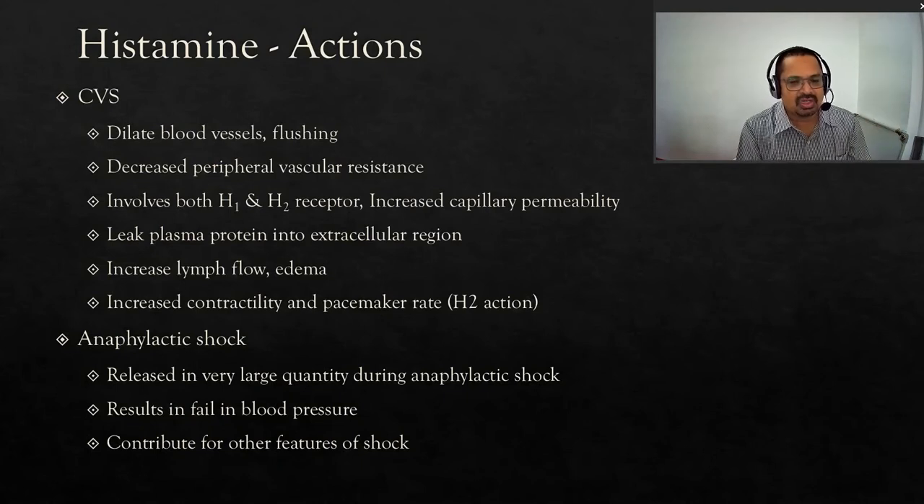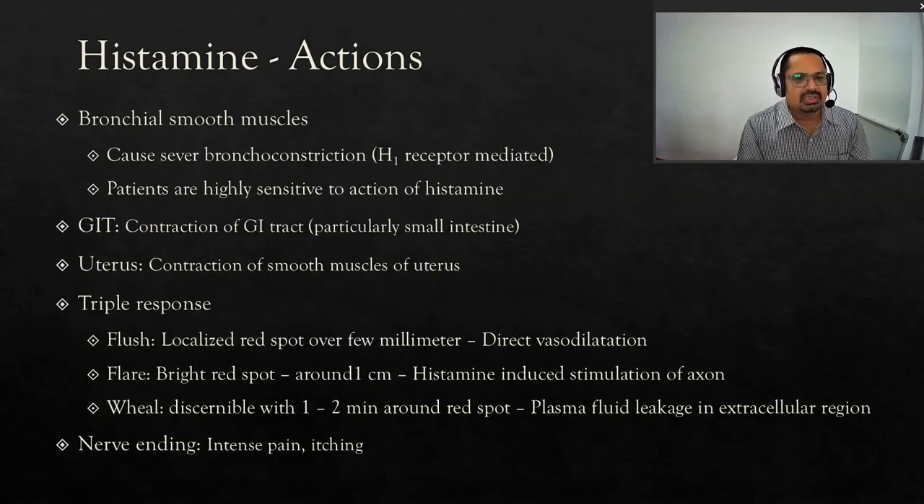Second is the anaphylactic shock. What is the role of histamine? It is released in large quantity throughout the body during the anaphylactic reaction, and this is due to the fall in the blood pressure. Due to the decrease in vascular resistance, it will lead to a severe fall in the blood pressure. Histamine plays a very important role in it. Also in bronchial asthma, histamine plays a very significant role, causing severe bronchoconstriction.